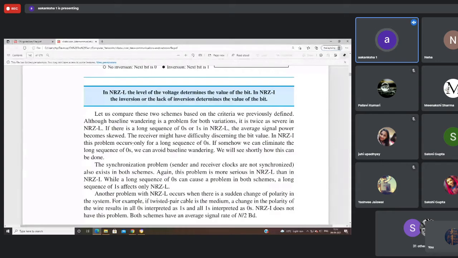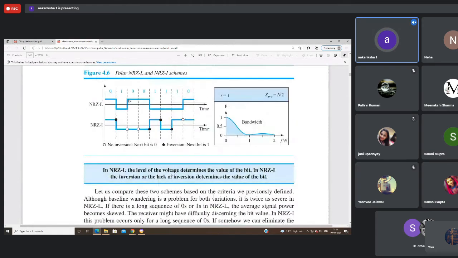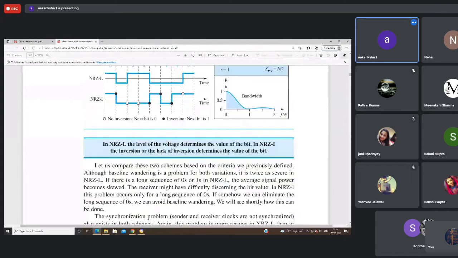In NRZI, this problem occurs only for a long sequence of zeros. If somehow we can eliminate the long sequence of zeros, we can avoid baseline wandering. We'll see shortly how it can be done. So you can see a long sequence of zeros and a long sequence of ones. This power is more concentrated in this part. If we are continuously sending zeros, then more power is consumed as compared to when we are sending one. If we are sending one, less power will be used. So power is more towards a continuous sequence of zeros.